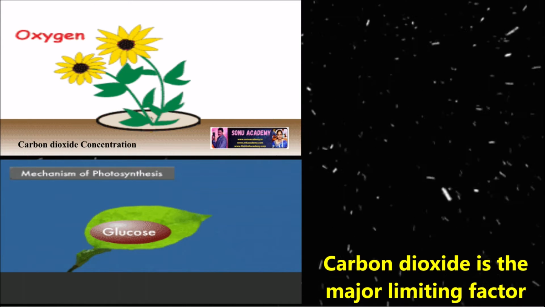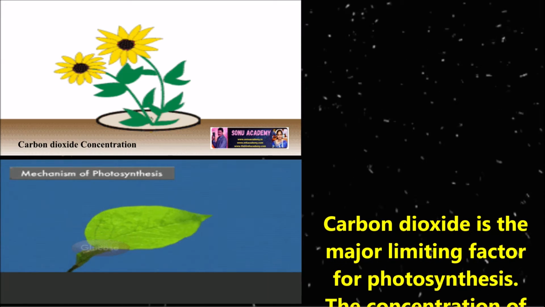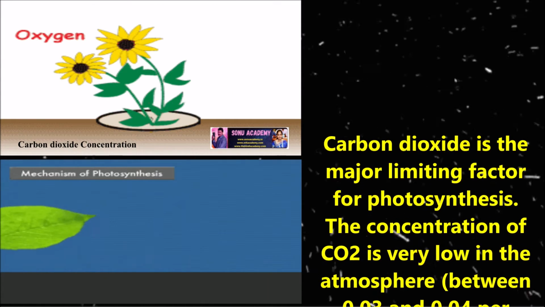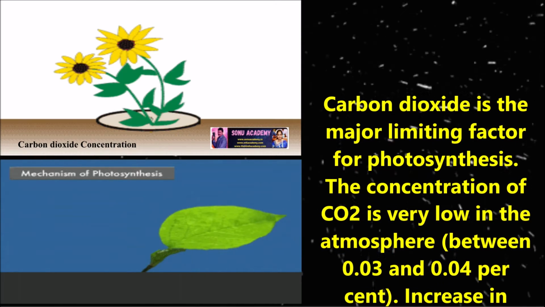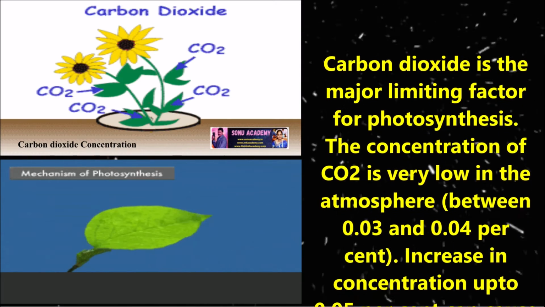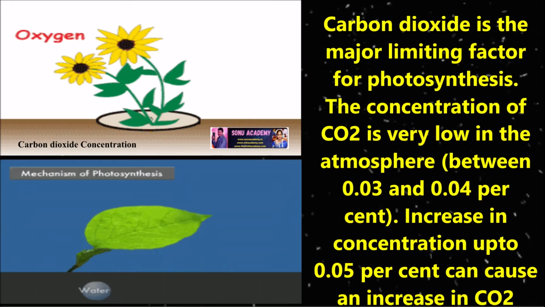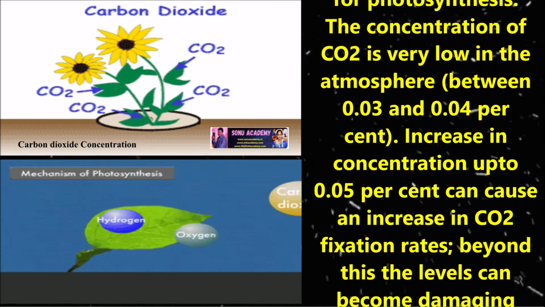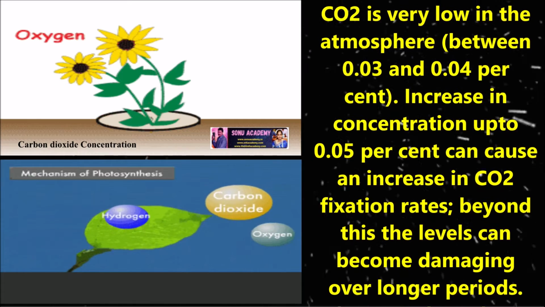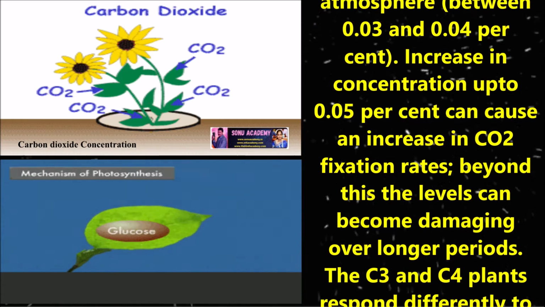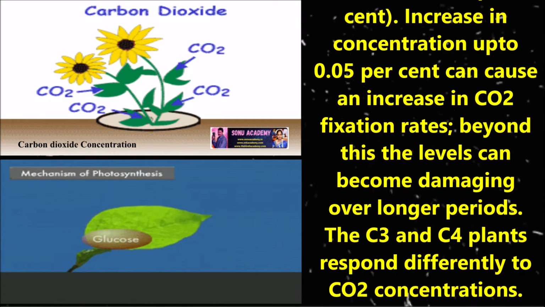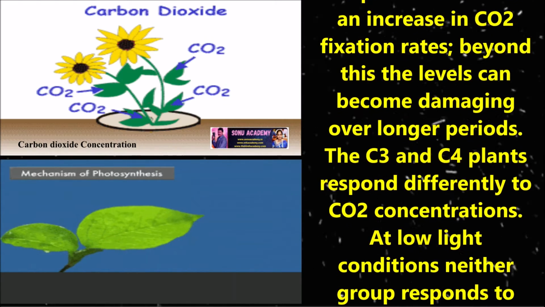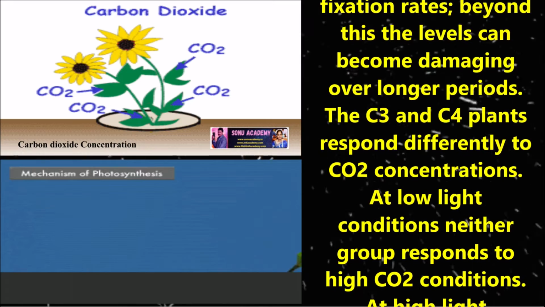Children, now let us discuss carbon dioxide concentration. Carbon dioxide is the major limiting factor for photosynthesis. The concentration of CO2 in the atmosphere is very low, between 0.03 and 0.04%. Increase in CO2 concentration up to 0.5% can cause an increase in CO2 fixation rates. Beyond this, the level can become damaging over longer periods.